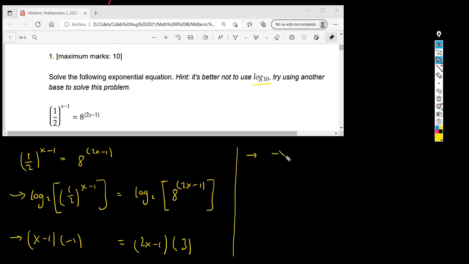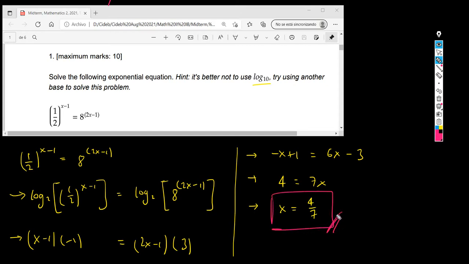Let me multiply. We get this being equal to this. And then we have 4 equals 7x. And then we have x equals 4 over 7. And I'm done. This is the whole solution for this problem: x equals 4/7.